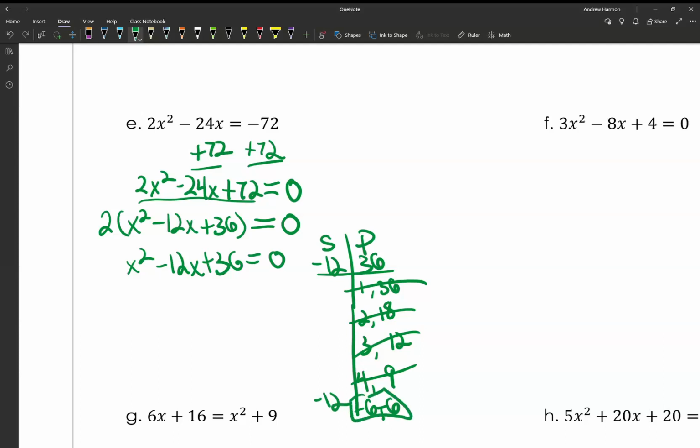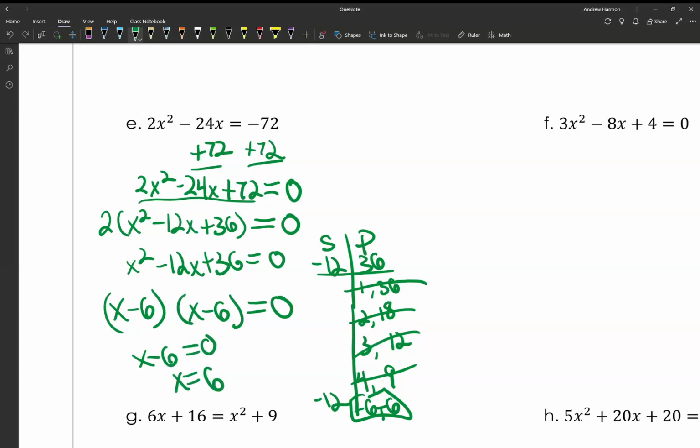So we get x minus 6 times x minus 6 is equal to 0. And then we solve this. Since they're both the same, we can just solve one of them, x minus 6 equals 0. We get x is equal to 6. And that is our solution there.